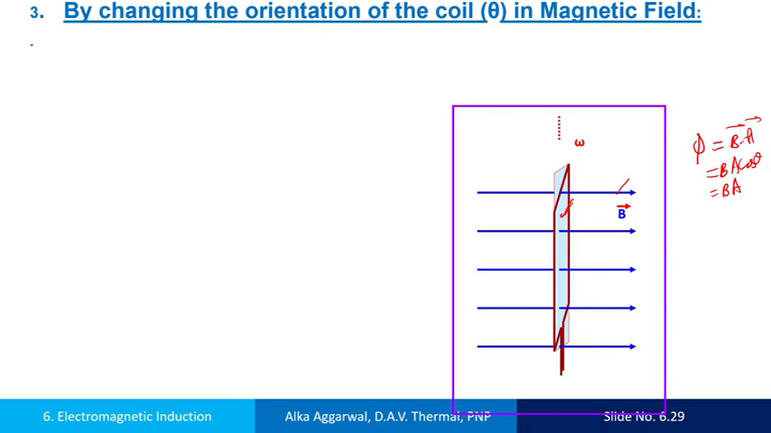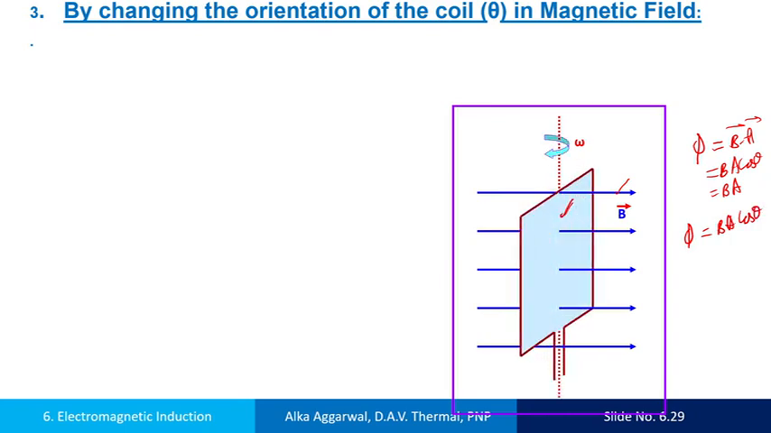Now as this loop rotates, the angle between the magnetic field and the normal to the loop changes. So the final flux is BA cos theta. Now see, it is rotated, so the angle between the normal and the magnetic field changes. Say it is theta. So flux is equal to NBA cos theta. If there is only one turn, we use the relation BA cos theta. If there are N turns, we use the relation NBA cos theta.